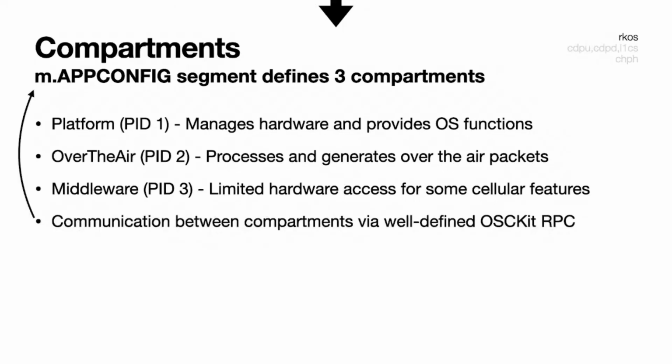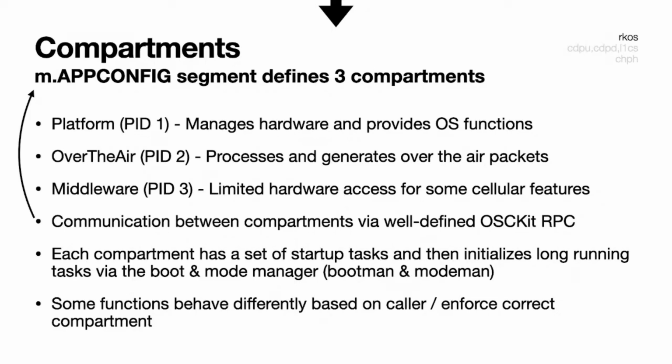And those compartments communicate via well-defined remote procedure call interfaces that are defined in the app configuration, so which calls across boundaries are allowed. And each compartment also has a set of startup tasks which are initialized in the beginning, and then more long-running tasks which are typical for basebands are set up via the boot and mode manager. And some functions, if you call them from a certain compartment, behave differently. So if you want to access the NVM storage using the over-the-air compartment, you basically get a panic.